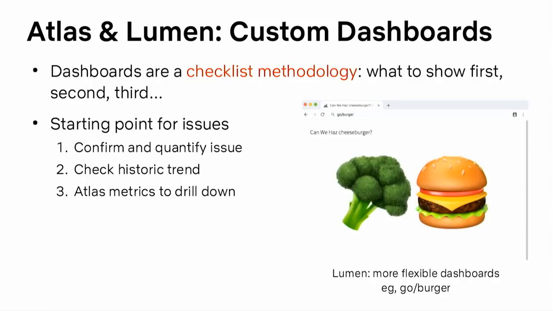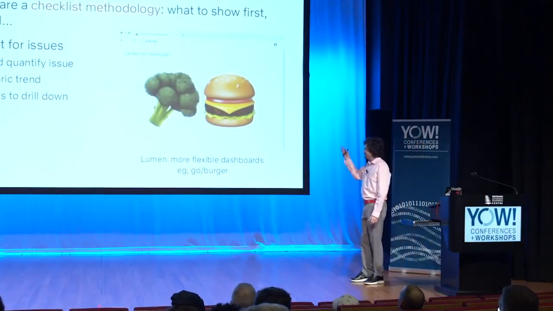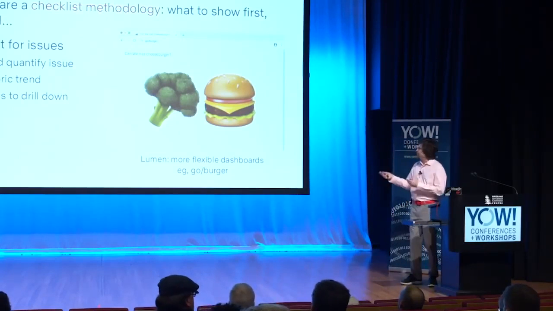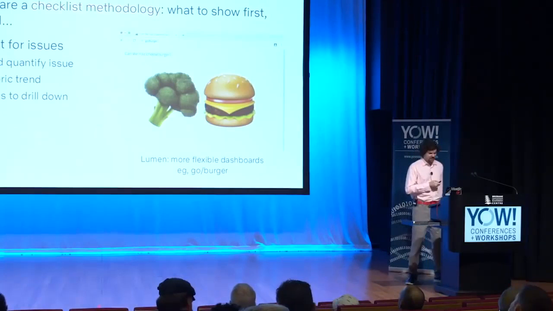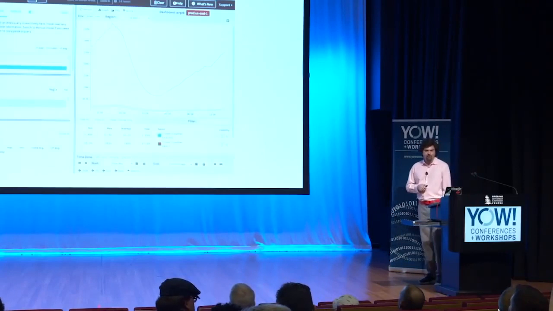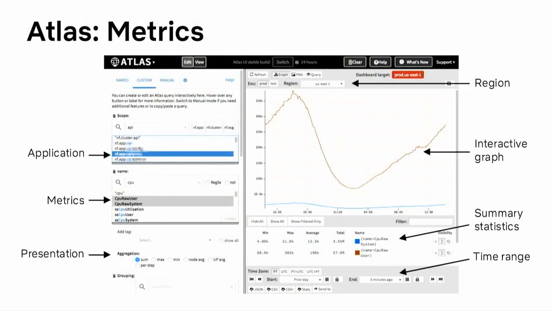We've been developing a new, more flexible dashboard approach, a tool called Lumen. And there's a Netflix tech blog on it that showed that they've got a Lumen dashboard to tell us when it's burger day in the Netflix kitchen. So you can go to go/burger. They can do more things than the older Atlas dashboard. Metrics looks like this. So there are ways to select the application, the metrics I want to view, and the presentation: sum, min, max, average. And then I've got my interactive graph.